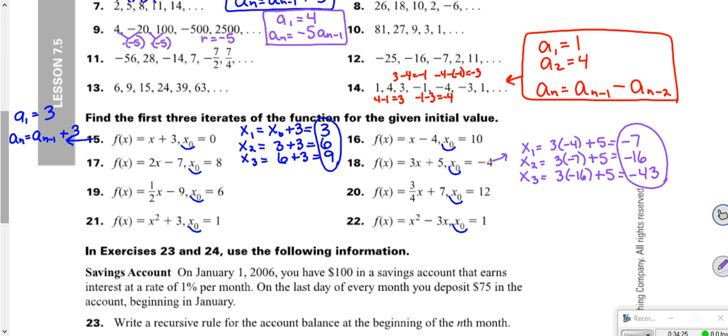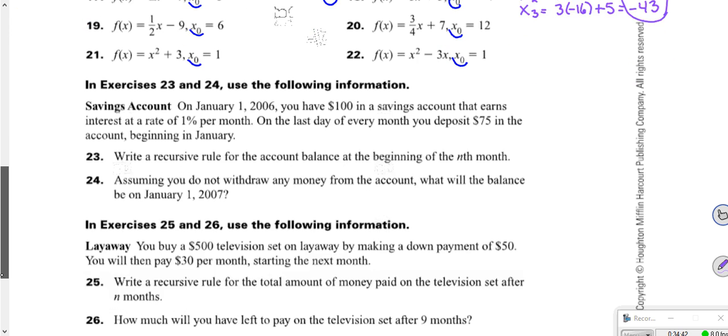So you use the x sub 0 to get your first one. And then again, it's still recursive. You're using the answer from the first one to plug in to get the second, and the answer from the second to plug in to get the third. All right, hope that helps. I'm just going to get you started on the next couple here, the word problems.